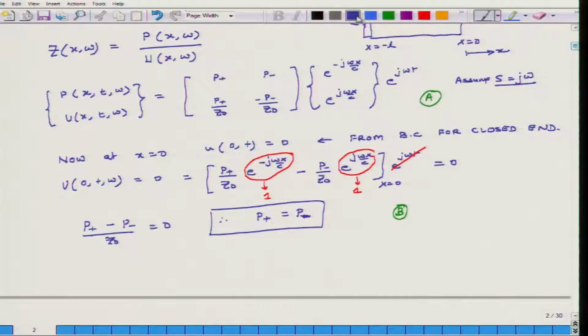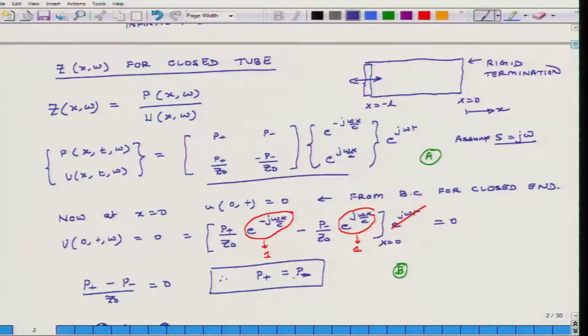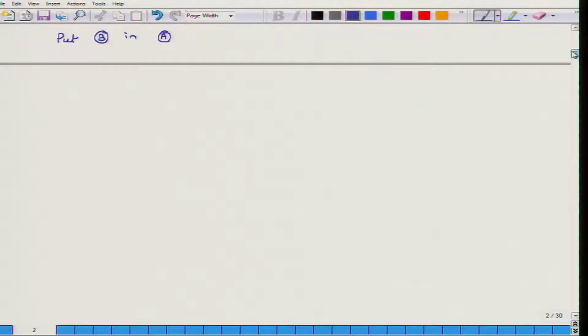So, now what we do is we put B in A, so we get our modified transmission line equation. Equation A is the general transmission line equation and it is valid for all sorts of boundary conditions. But now, the moment we put B into A, the modified form of the transmission line equation will be specific to the closed tube. So, the TL equations for closed tube.